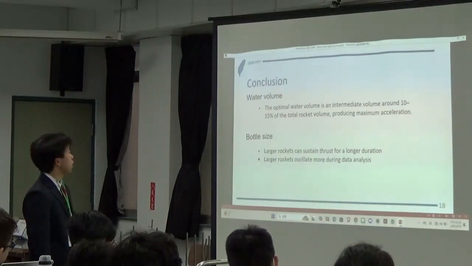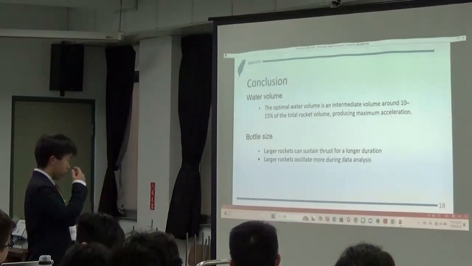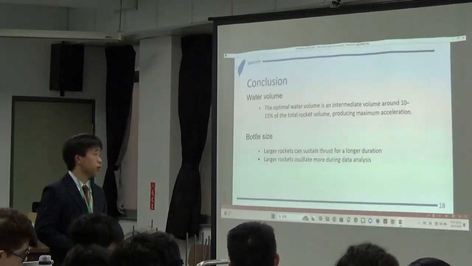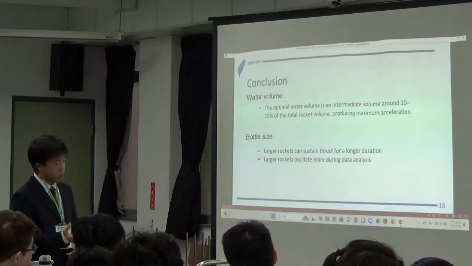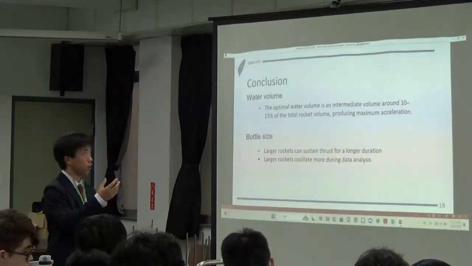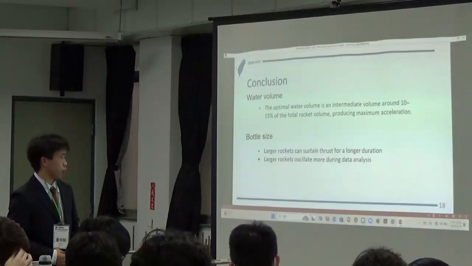The bottle size. Larger rockets can sustain thrust for a longer duration, and larger rockets oscillate more during the data analysis because of the error. As I mentioned, larger mass of the water will lead to the wobbling of the rocket, which will lead to the tracking error of the tracker.